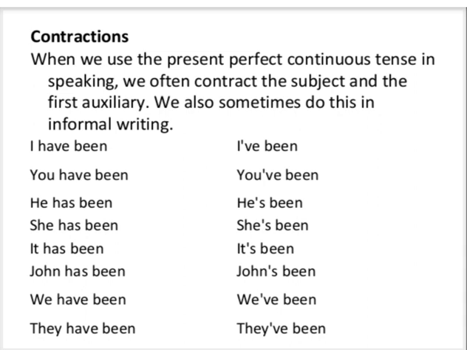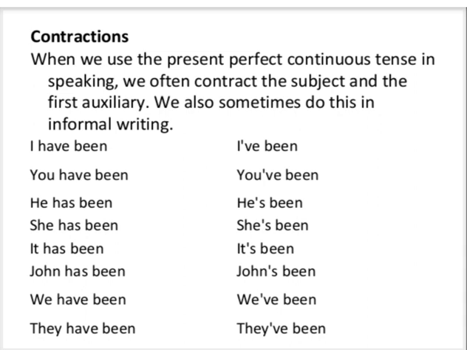Now contractions, let us see contractions. That is, we shorten the auxiliary verbs. When we use the present perfect continuous tense in speaking, we often contract the subject and the first auxiliary. We also sometimes do this in informal writing.